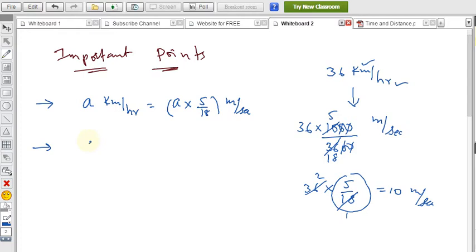Similarly, vice versa. For example, a meter per second. To convert into kilometer per hour, just multiply with the reciprocal of this, 18 by 5 kilometer per hour, because reciprocal, right? That's 3600 by 1000. So these are the conversion formulas, just 5 by 18 and 18 by 5. Kilometer per hour to meter per second, you should multiply by 5 by 18. Meter per second to kilometer per hour, multiply by 18 by 5.